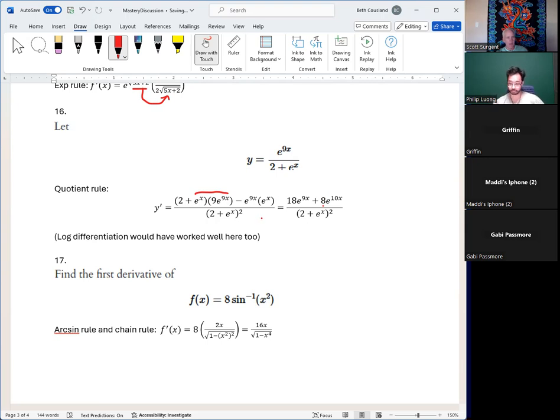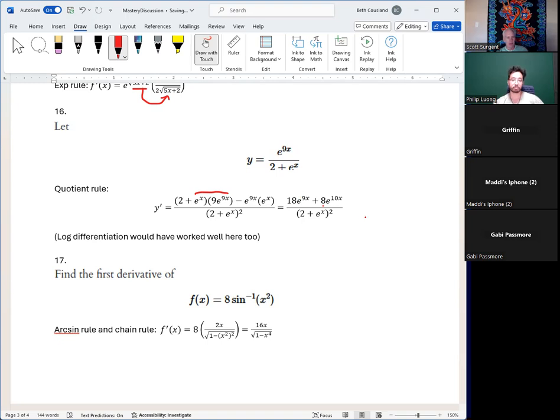Don't fill it out. I also wrote that log differentiation would have worked well here too, but I don't think it would have been that many fewer steps. I think this is a case where it wasn't too nasty looking. And the quotient rule, you know, it's nice. My usual rule is don't use it unless you have no other choice.